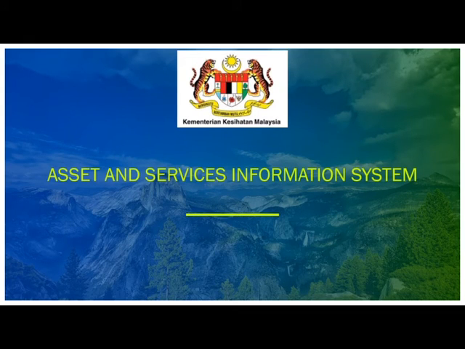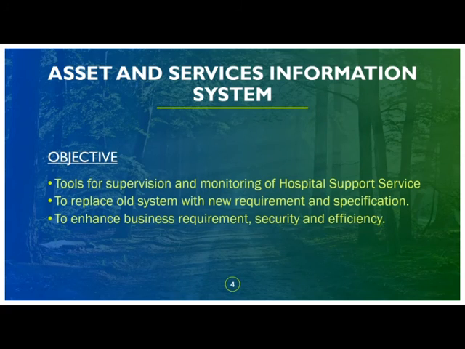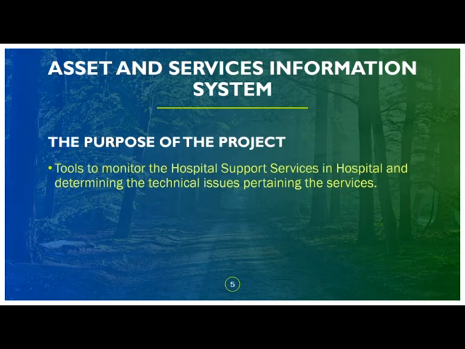Start with the Asset and Services Information System. The objective is for supervision and monitoring of hospital support service. Replace all systems with new requirement and specification to enhance business requirement, security, and efficiency. The purpose of this project is to monitor the hospital support services in hospital and determine the technical issues pertaining to the services.